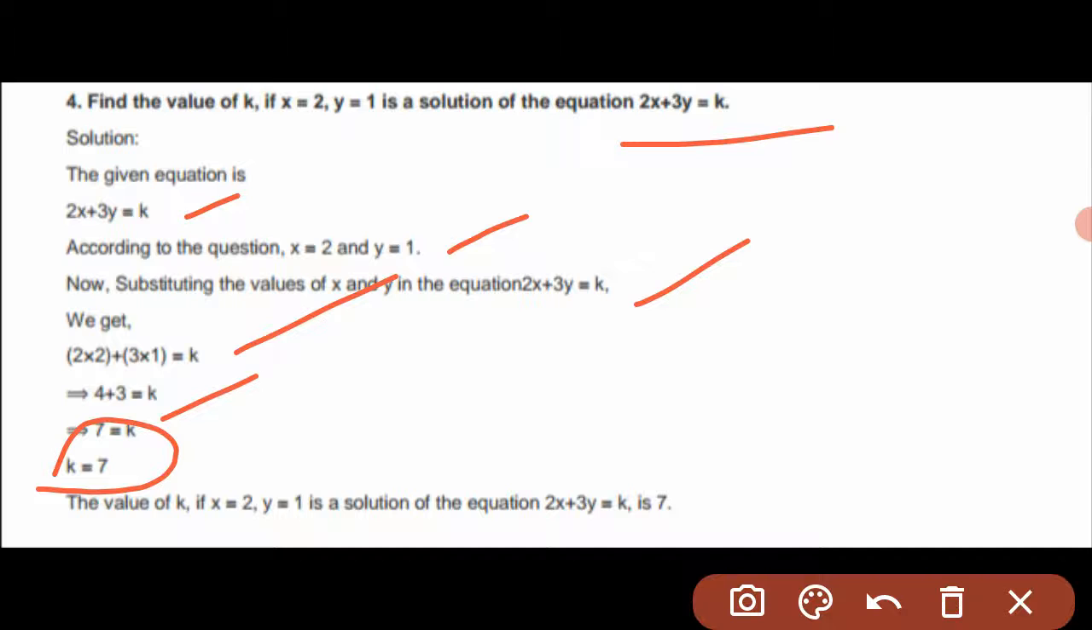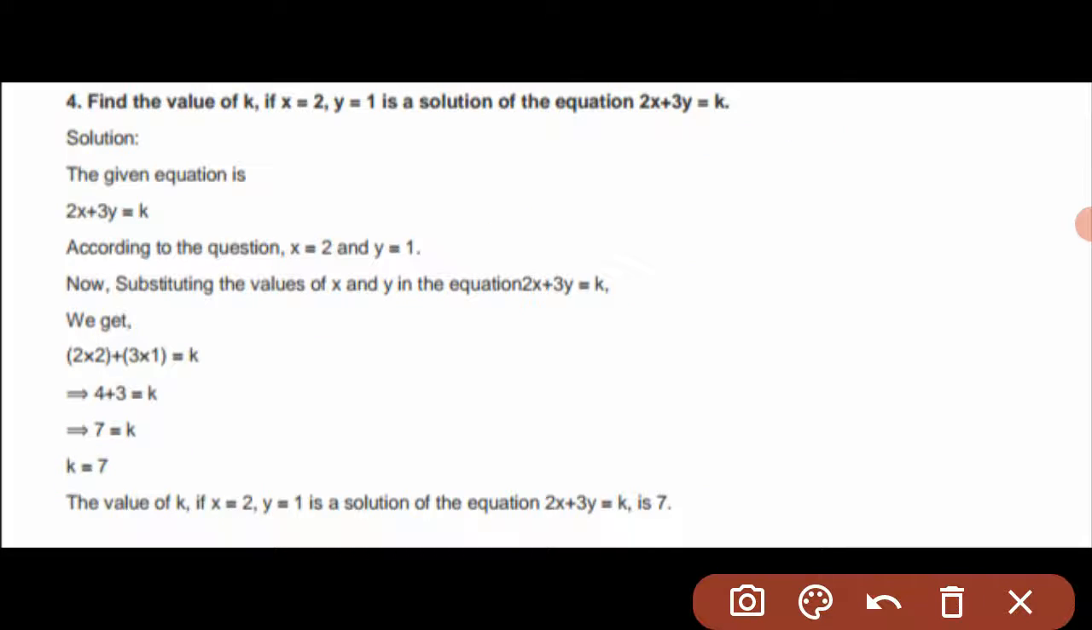So we can say that if the value of k is 7, then for x equals 2 and y equals 1, the equation becomes 2x plus 3y equals 7. So here the value of k will be equal to 7. In this way we can do this question.